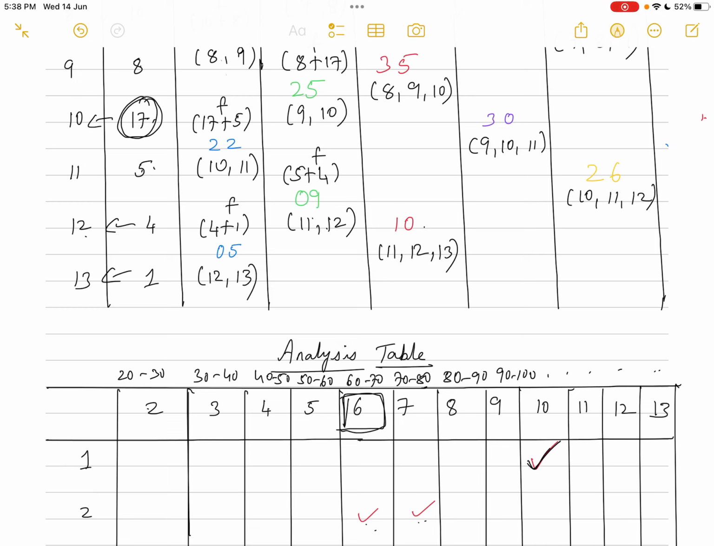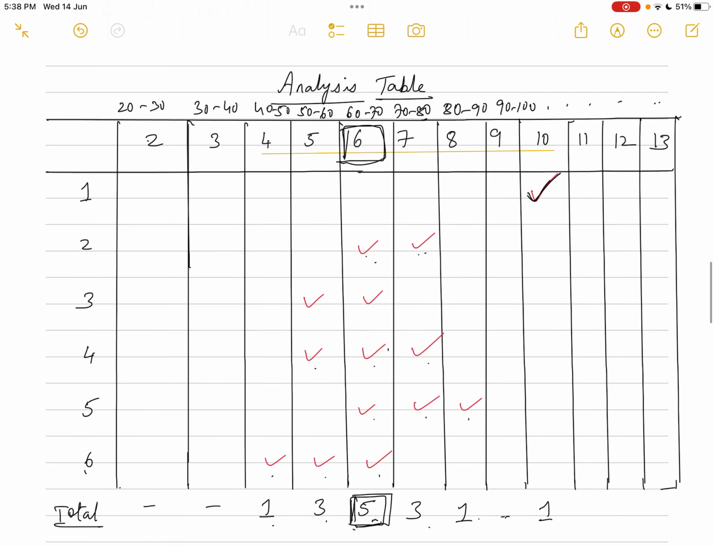Okay, so you know what a continuous series is, isn't it? Instead of 2, 3, 4, 5, 6, 7 like that, in a continuous series it will be with the class interval. So if the question is based on a continuous series, it will be like this. Now assume that this is the modal value. So instead of 6, the modal value will be 60 to 70.